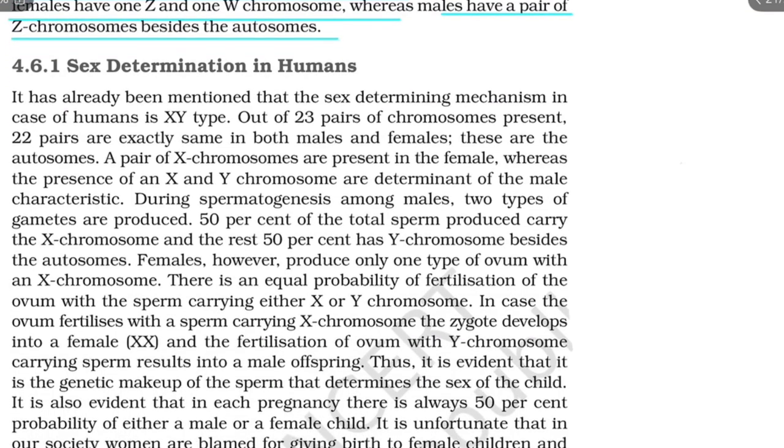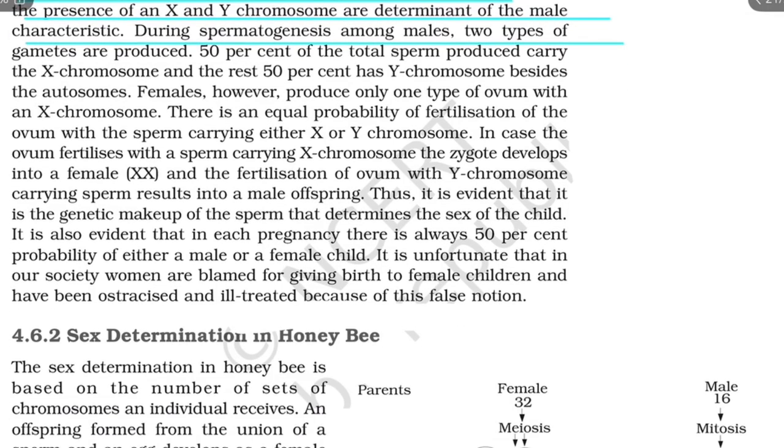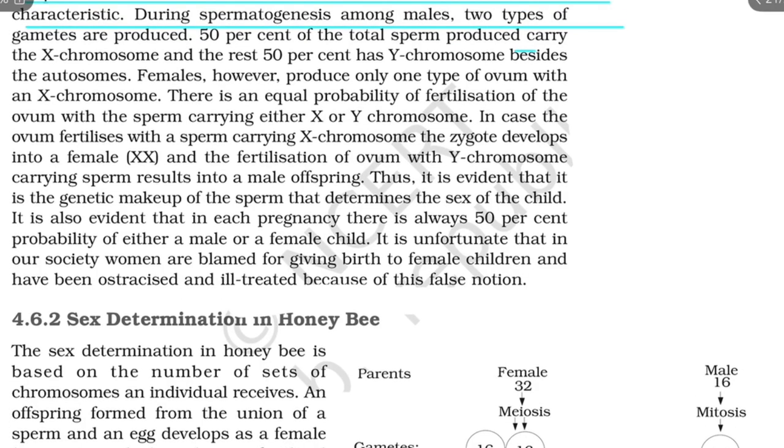Sex determination in humans. It has already been mentioned that the sex determining mechanism in the case of humans is XY type. Out of 23 pairs of chromosomes present, 22 pairs are exactly the same in both males and females. These are the autosomes. A pair of X chromosomes is present in the female, whereas the presence of X and Y chromosomes is a determinant of the male characteristic. During spermatogenesis among males, two types of gametes are produced, and 50% of the total sperm produced carry the X chromosome, and the rest 50% have the Y chromosome besides the autosomes.